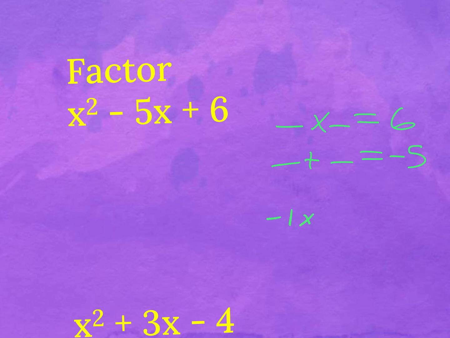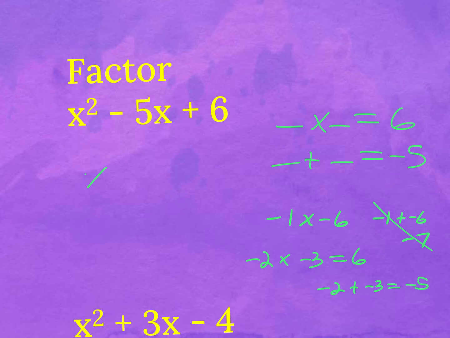So negative 1 times negative 6. But when I add those, I get negative 7. So that one doesn't work. But if I do negative 2 times negative 3, that gives me positive 6. And then when I add them, I get the negative 5. So x minus 2, x minus 3.